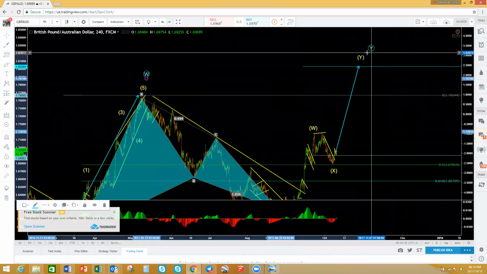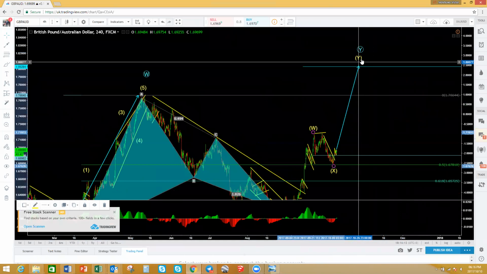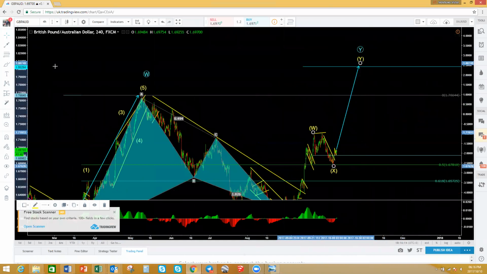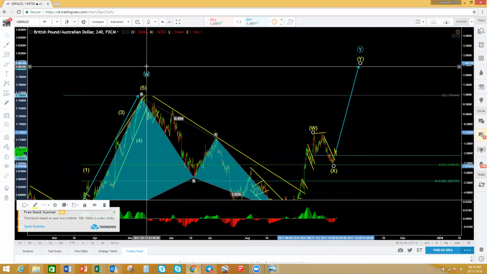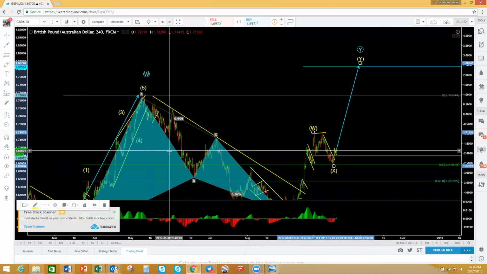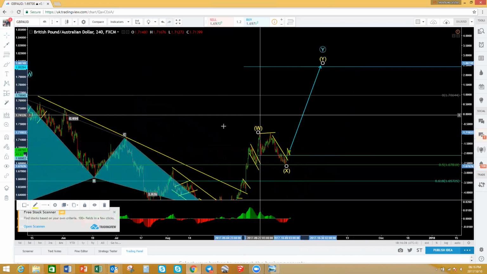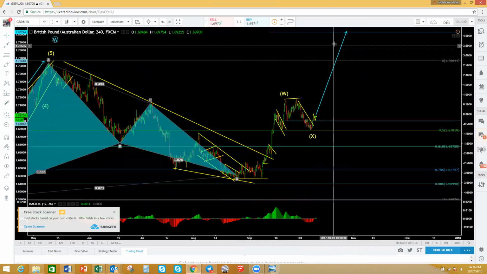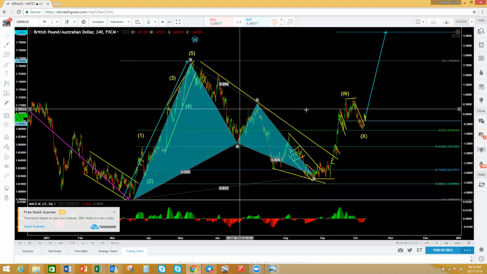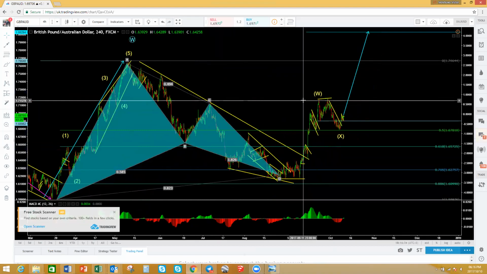The target is still, sorry guys, my scale has switched here. My price is on the left-hand side here. So the price target is 180. We are currently around 169, 170. So that's about 1,000 pips we still expect to the upside on this pair. A simple WXY trade. Okay. All right. So this is why.